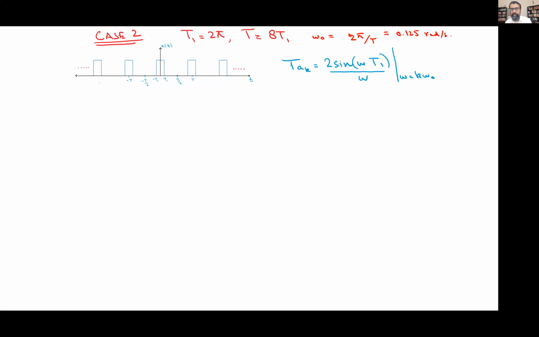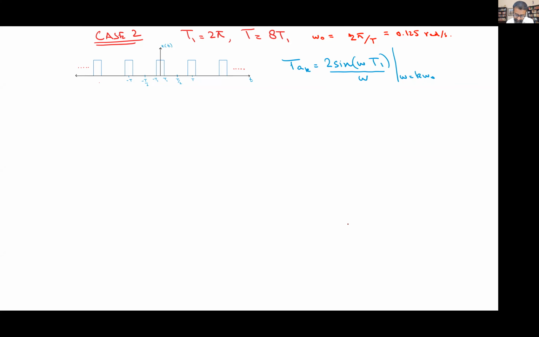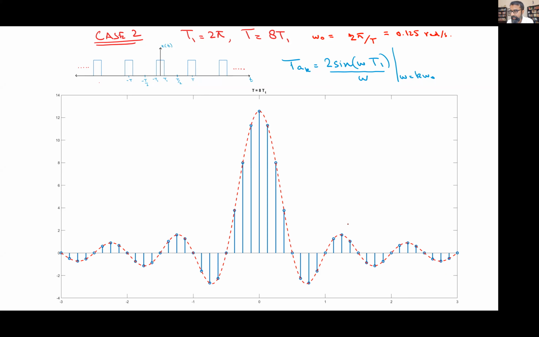Now, as I increase capital T, my omega naught decreases. And as people rightly pointed out, you're now going to have samples which are much, much more closely located. But what happens in the time domain? What happens in the time domain as capital T increases? Talha, why don't you tell us? Omega naught decreases. Like in the time domain, what happens to the graph?